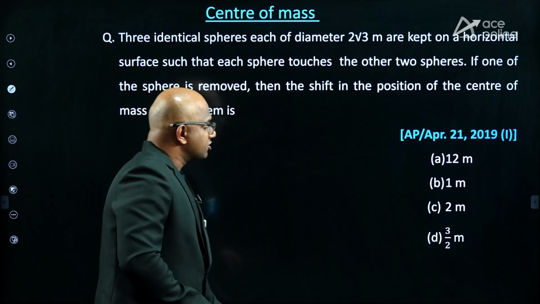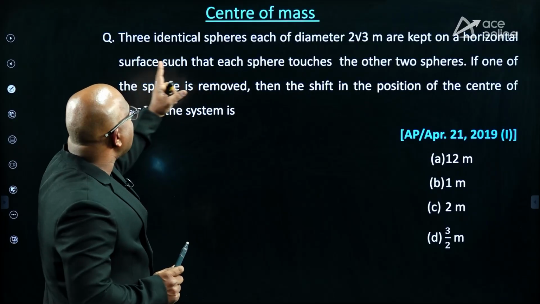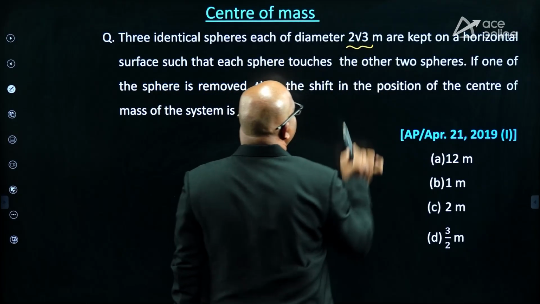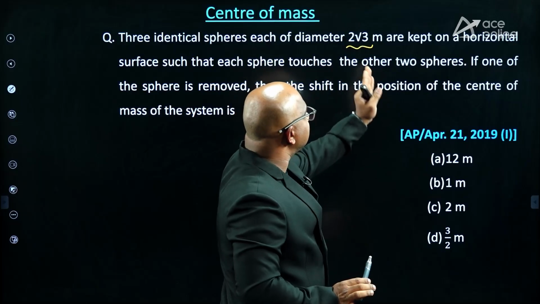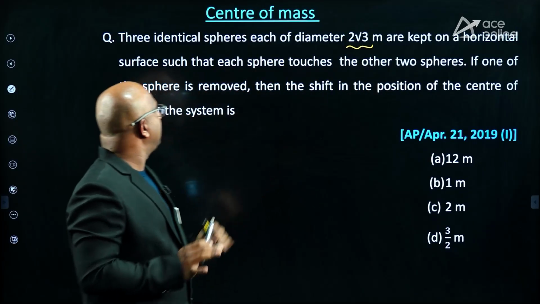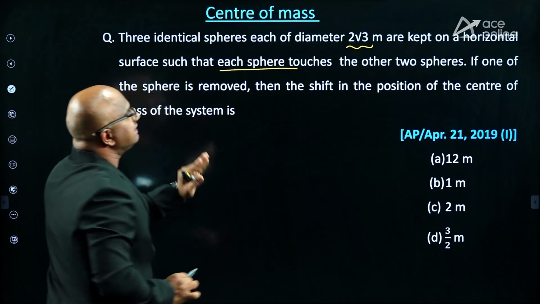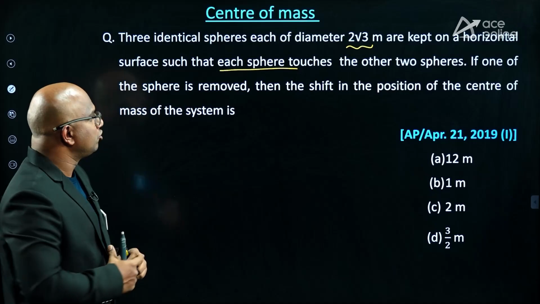Yes, this is a very good question, guys. Such kind of questions are very frequent. Please keep this one. 3 identical spheres, each of diameter 2 root 3 meters, are kept on a horizontal plane such that each sphere touches the other 2 spheres.